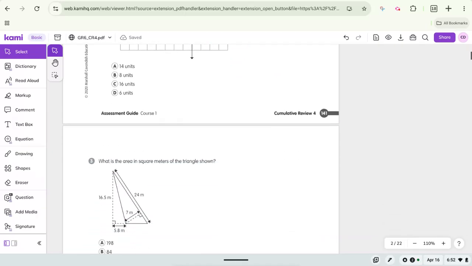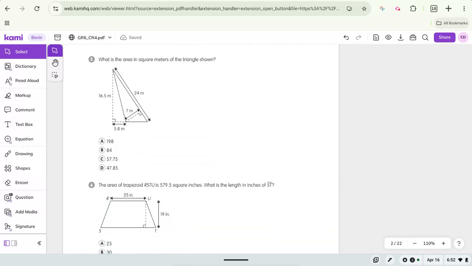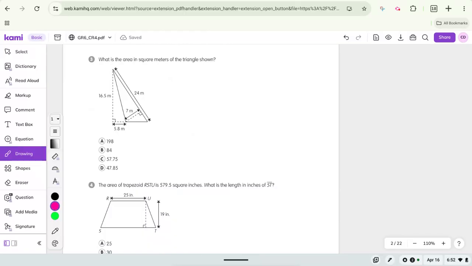Okay, moving on. Number 3, what is the area in square meters of the triangle shown? Well, I think we all know at this point that the formula for the area of a triangle is 1/2 times the base times the height. The problem is, if we look at it from this vantage point, the base would be this, and I don't know how long that is. If that's the base, the height is 16.5, but I don't know the base. The 5.8 really is not even a measurement of the triangle at all.